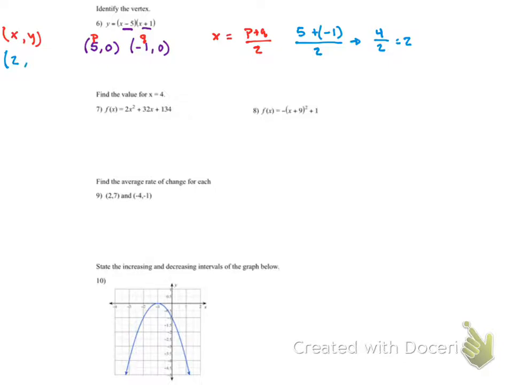and now to find the y value, we got to plug in 2 into the original equation here. So that's 2 minus 5, 2 plus 1. I replaced the x's with 2. And we simplify this. 2 times negative 5 gives us a negative 3. Negative 3 times 3 gives us a negative 9. And there is our vertex.